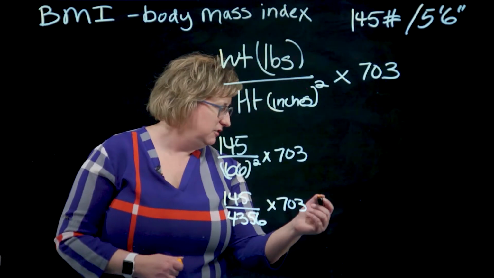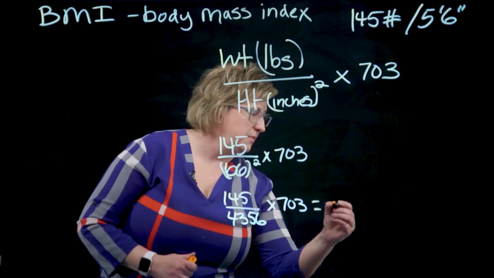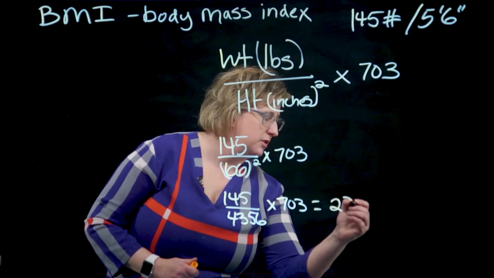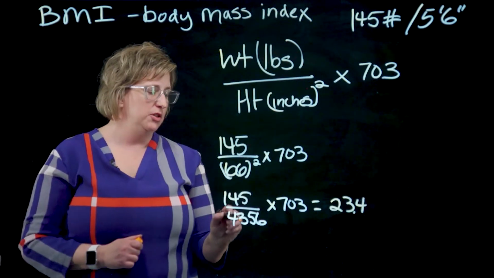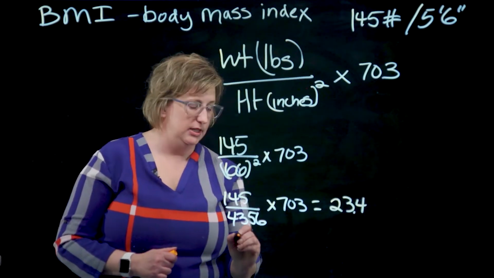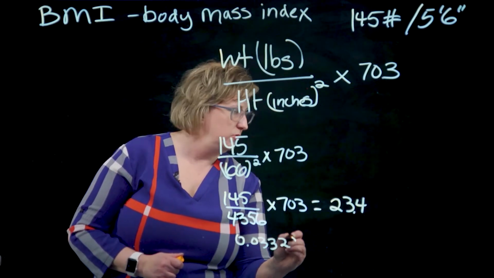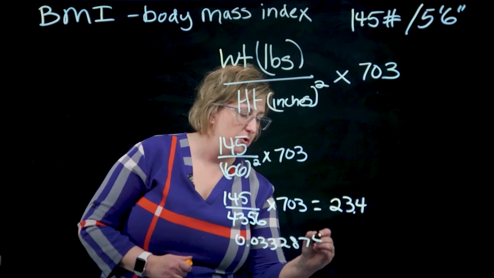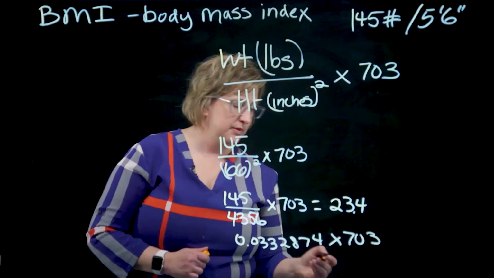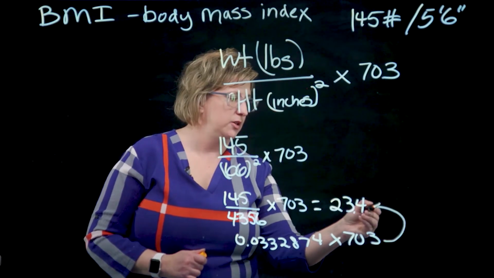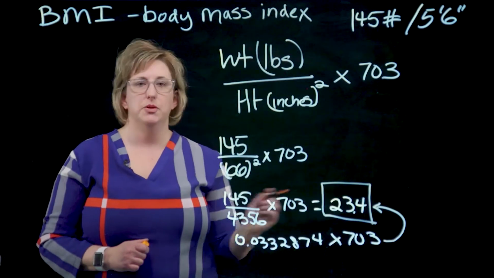That should give me a BMI of 23.4. Is everybody getting that? When you get these two numbers here, what you should get is 0.0332874 multiplied by 703. When you multiply that, you will get your body mass index of 23.4.